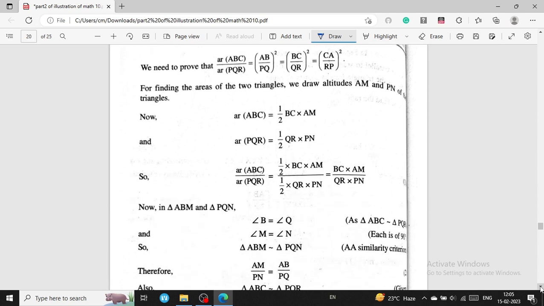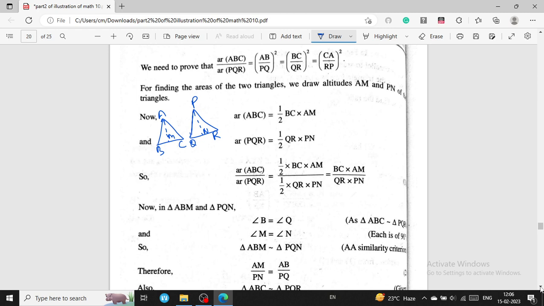First of all, you have to draw a line. We have two similar triangles; this is triangle ABC and this is the second triangle PQR. First of all, draw altitudes. In triangle ABC, AM is the altitude. In triangle PQR, PN is the altitude, for proving the question.